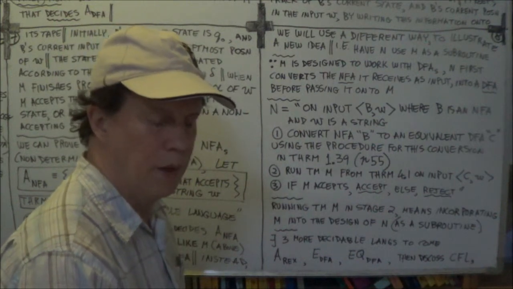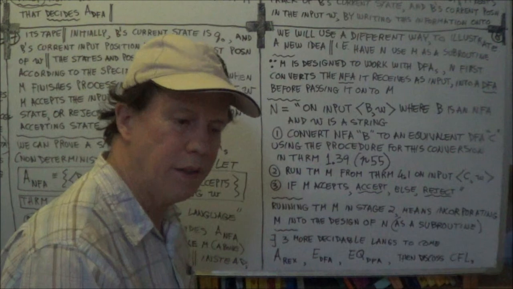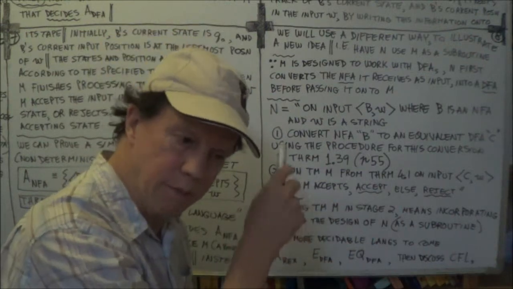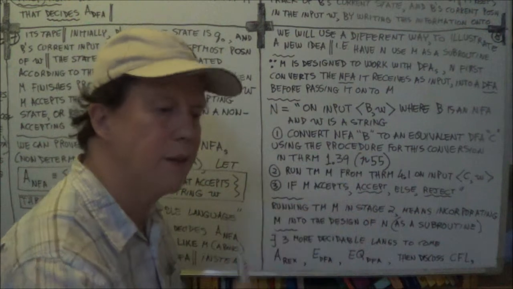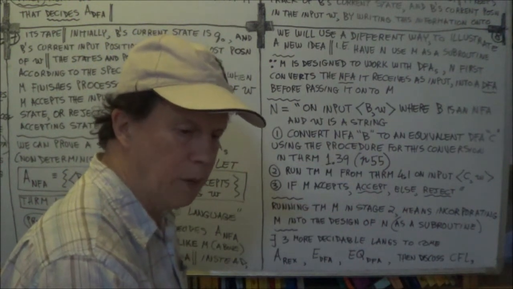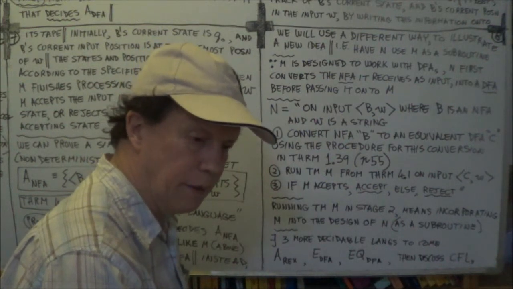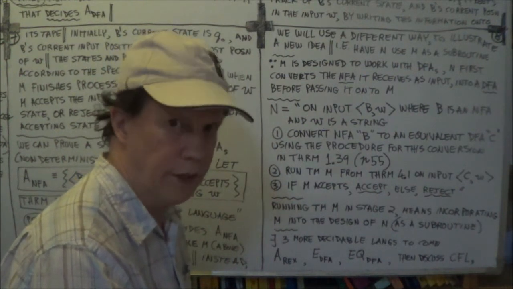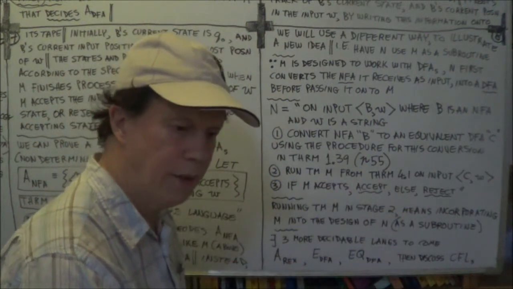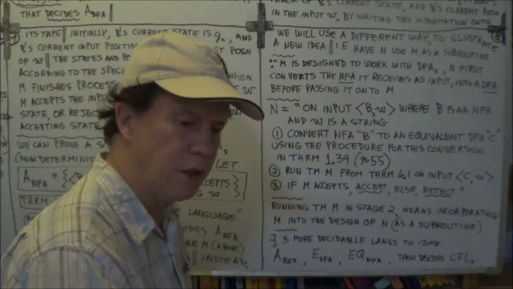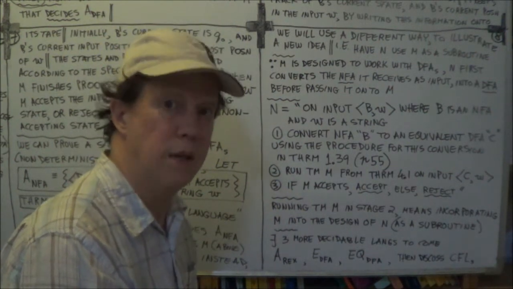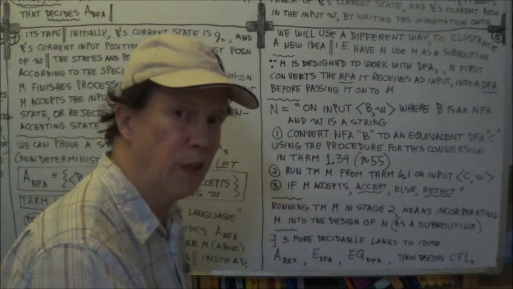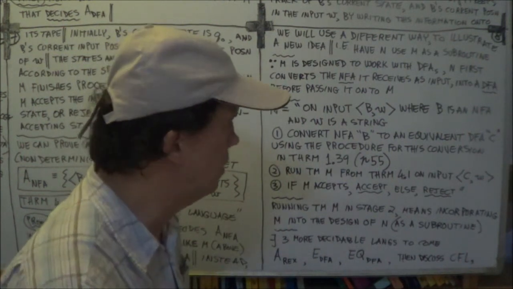As part of N, the first thing it'll do, besides checking the format of the angular bracket B comma W, is convert the NFA into the equivalent DFA, and then pass the converted DFA and the string W to its component M, and then M will do its job deciding whether that machine, C. Now it's C, sorry.